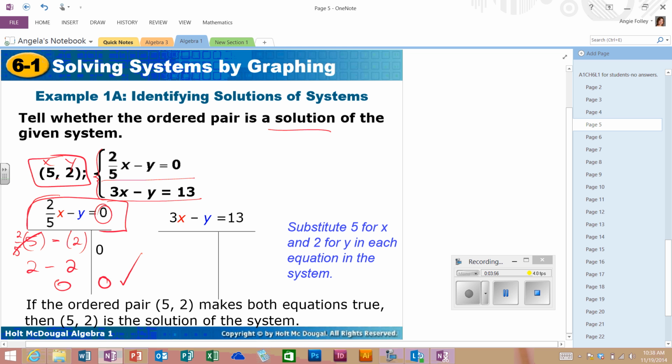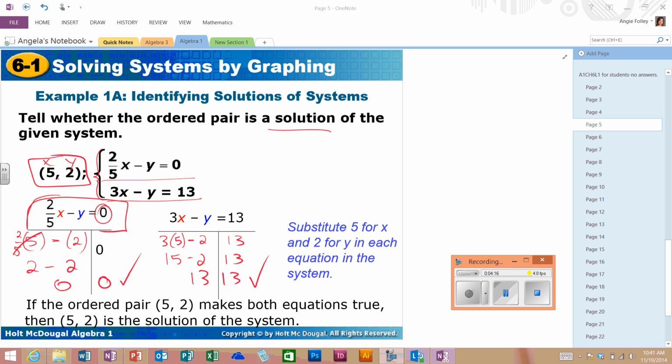Now we have to check the second equation. So I'm going to plug 5 into x, 2 into y. We want to see if it equals 13. So we get 15 minus 2, which is 13. So that is a solution.